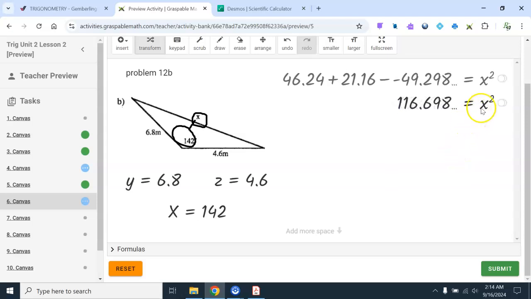We end up with a final answer here of 116.698. That's for x squared. Take the square root of it. So hopefully you got an answer of approximately 10.803.